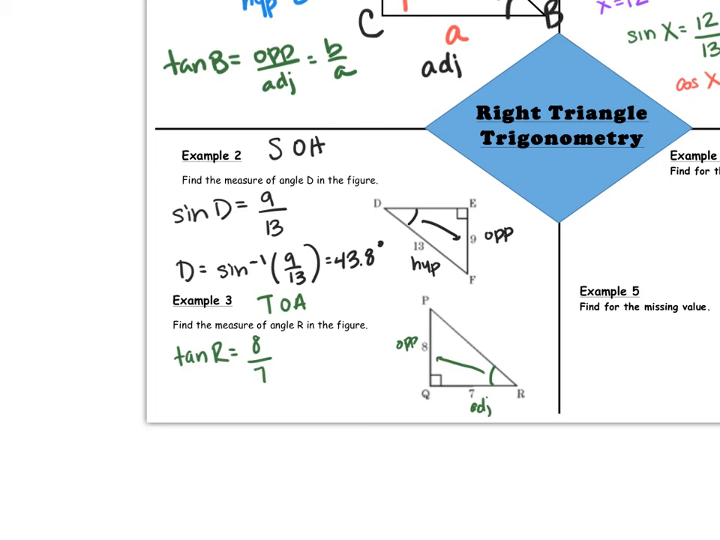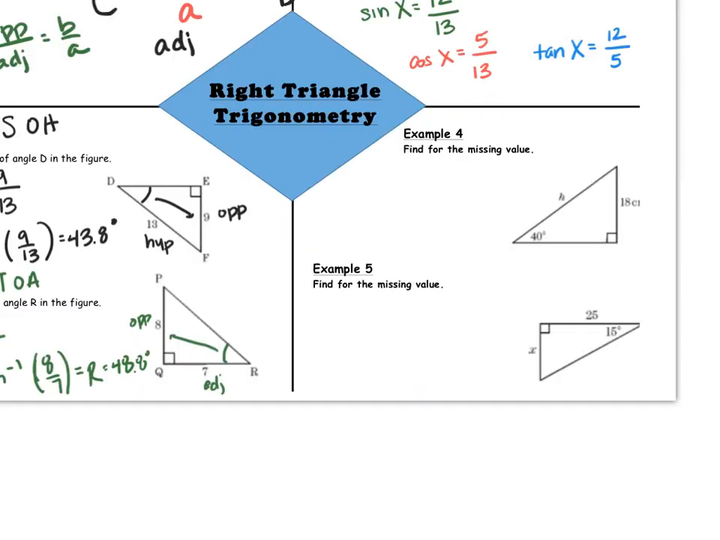And again, to find the measure of angle R, we're actually going to do tan inverse of 8 divided by 7. And this is going to give us the value of R, the angle. So we do second, and above the tangent key is inverse, the tan inverse. 8 divided by 7. We get a measure of 48.8 degrees.